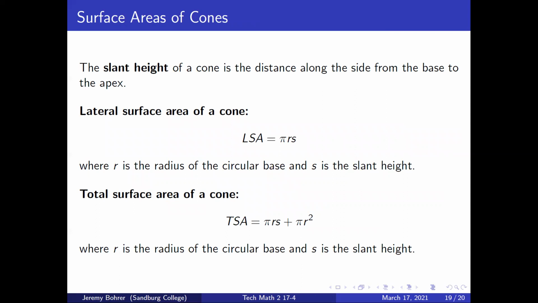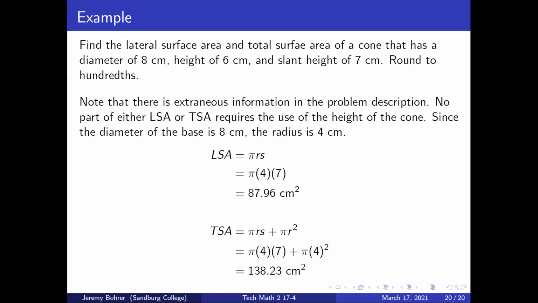The slant height of a cone is the distance along the side from the base to the apex. The lateral surface area of a cone is LSA equals pi rs, where r is the radius of the circular base and s is the slant height. The total surface area of a cone is TSA equals pi rs plus pi r squared, where r is the radius of the circular base and s is the slant height.